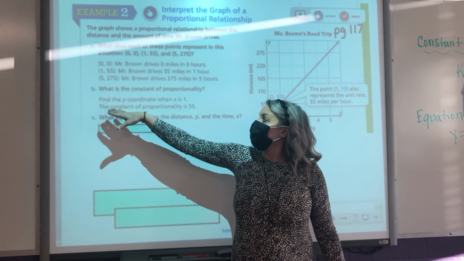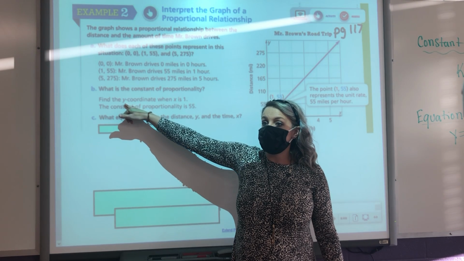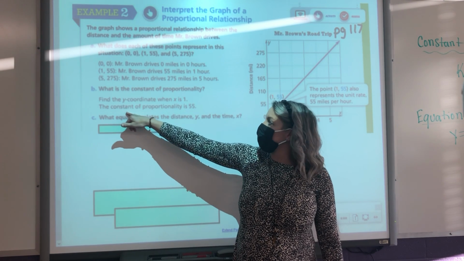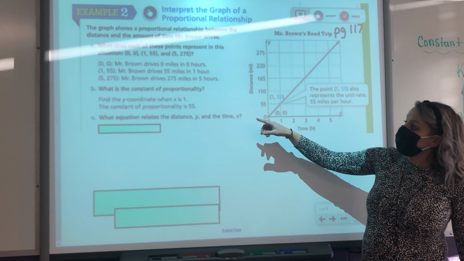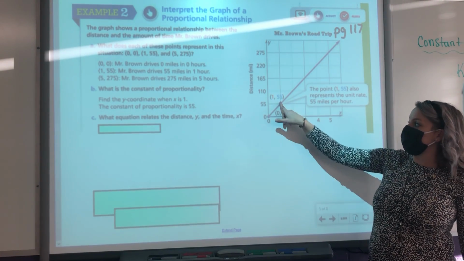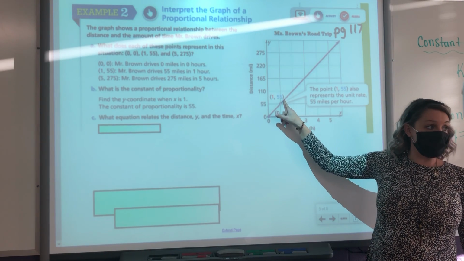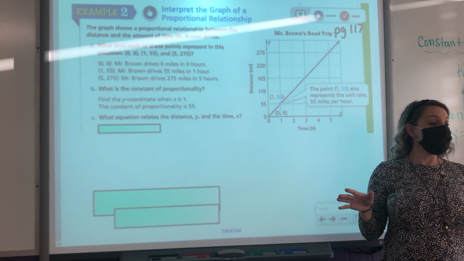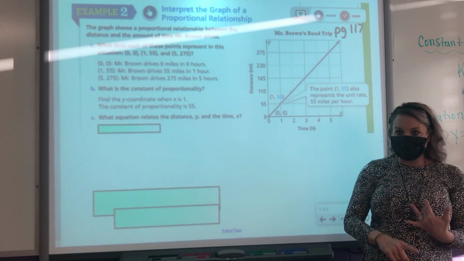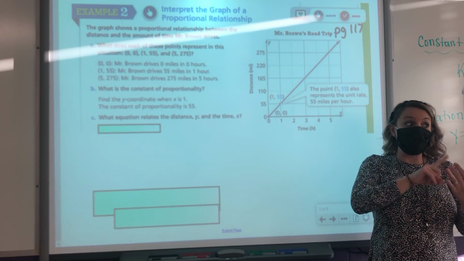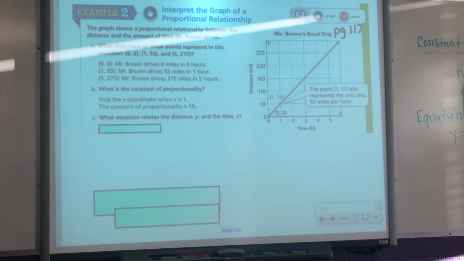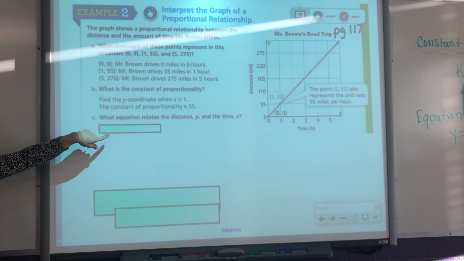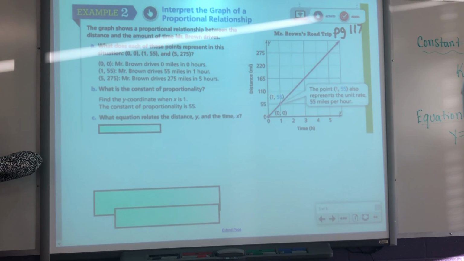When our X coordinate is 1, our Y coordinate is always the constant of proportionality, anytime, if the line is straight and it goes to the origin. So it's got to meet those two things before we determine the constant of proportionality. So, if we know the constant of proportionality is 55, what's the equation that models our situation?